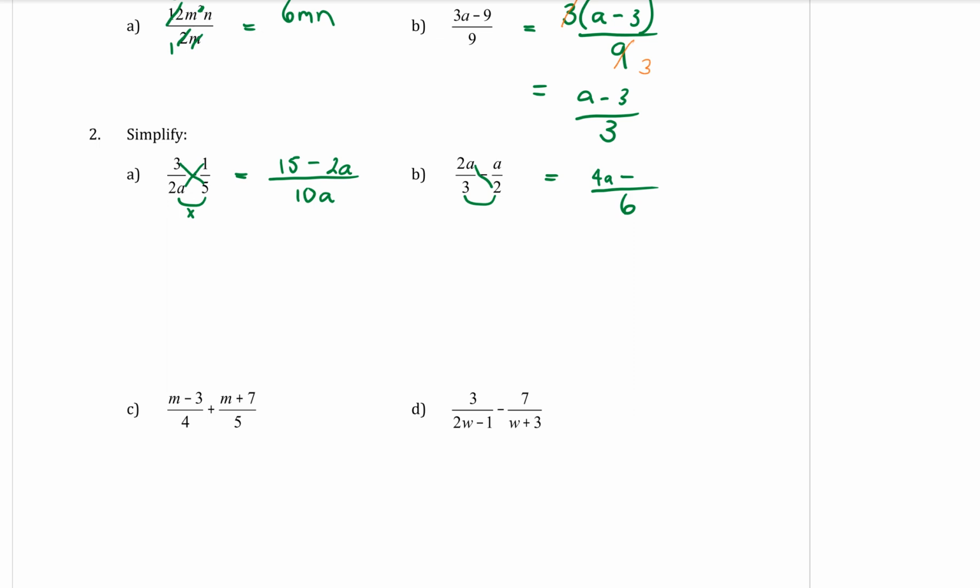Then times diagonally the other way. 3 times a is 3a. Now the top, there's two terms there, but they're like terms this time. 4a minus 3a can collect up to be 1a, or just a over 6. That's it, nothing left to cancel, done.